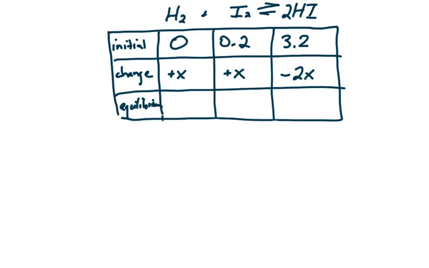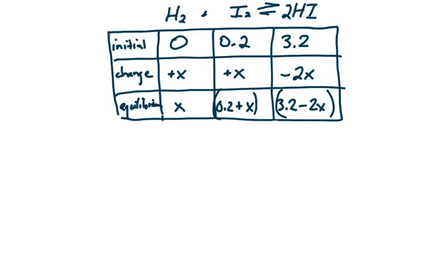Okay? So our equilibrium concentration, I just add straight down. 0 plus x is x. 0.2 plus x is 0.2 plus x. And 3.2 plus minus 2x is 3.2 minus 2x. Okay? So now we have used algebra to determine how we can calculate the equilibrium concentrations by letting x represent the change in concentration.